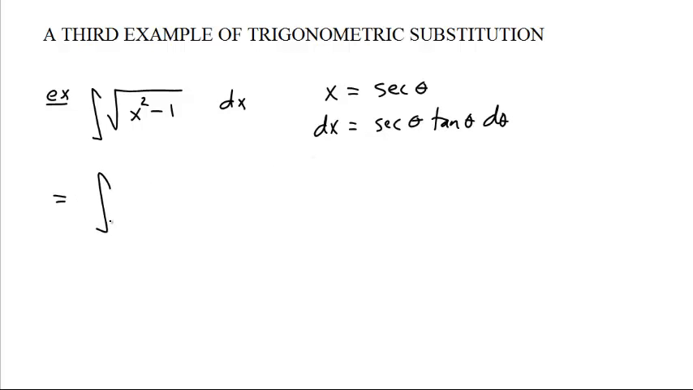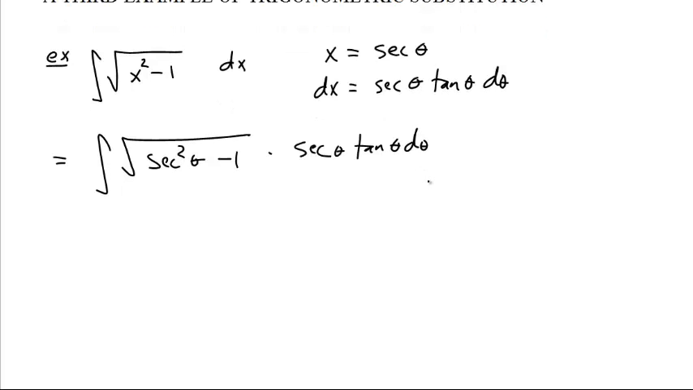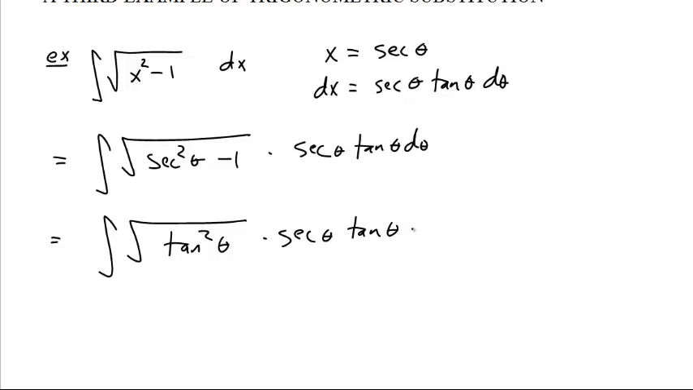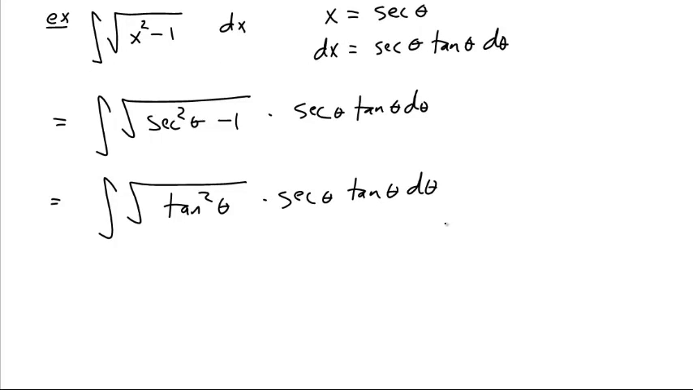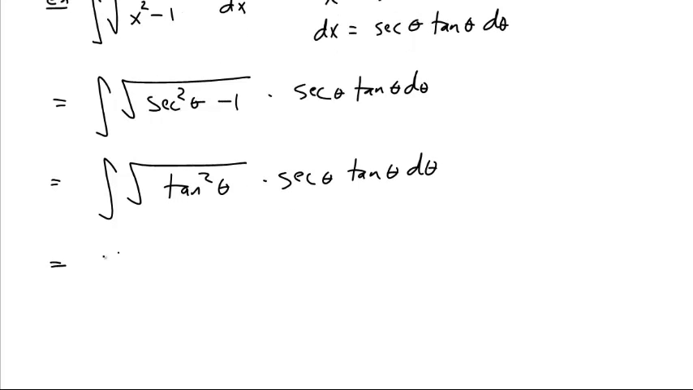So this whole thing becomes the integral of the square root of secant squared of theta minus 1 times secant of theta, tangent of theta d theta. Secant squared minus 1 is tangent squared, so we have the square root of tangent squared of theta times secant of theta, tangent of theta d theta. The square root of tangent squared is just tangent, so we are left with tangent times tangent, tangent squared of theta, secant of theta d theta.